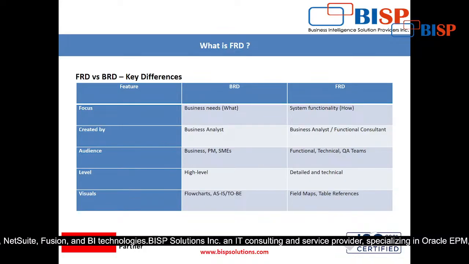Now level means high level. Here it is written BRD high level, and detailed and technical. Suppose you might have seen the map of any country. If you see the high level design, you can get that map anywhere, but if you keep on scrolling, then you will get the detail, like every city, every state, every county of that country. So that is called detailed. Similarly here the BRD is high level. For example, I asked the client, okay, currently what is your purchase order?